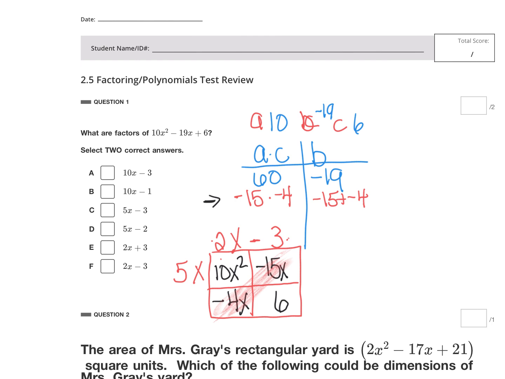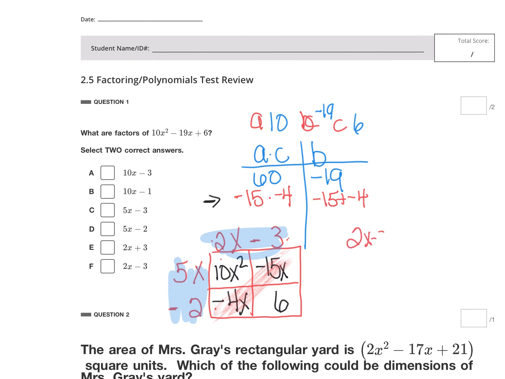And then last, I have a negative 4x and a 6. So I can't pull an x because that 6 doesn't have an x, but I know 4 and 6 are even numbers, so I can pull a 2. And because this box here, that first box I come to, is a negative, I'm going to pull a negative 2. So the two factors that I am left with up top are my 2x minus 3 and 5x minus 2. And I'm pretty sure those are my factors, so we can always check.